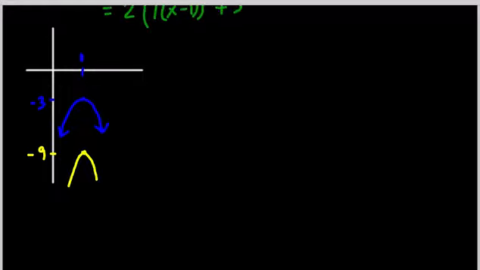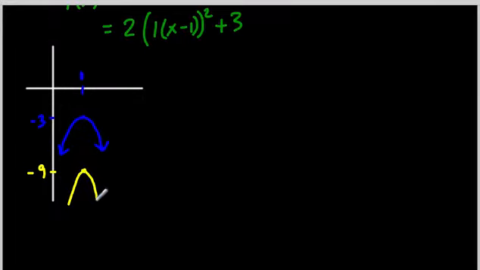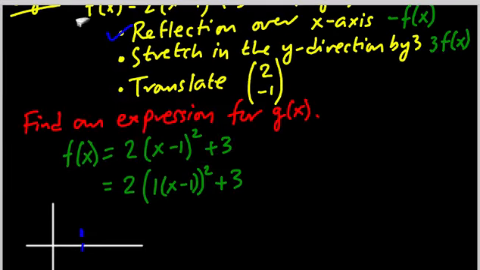Oops, let me just move that up a bit. Yeah, there we go. So it's -9, and I'm going to erase the last one. So there we go. That's -9, and I've taken care of that one. And then finally translate 2 to the right and 1 down. So 2 to the right and 1 down.